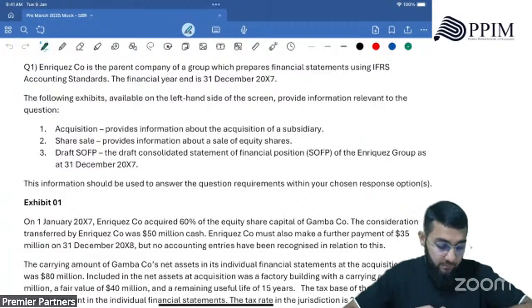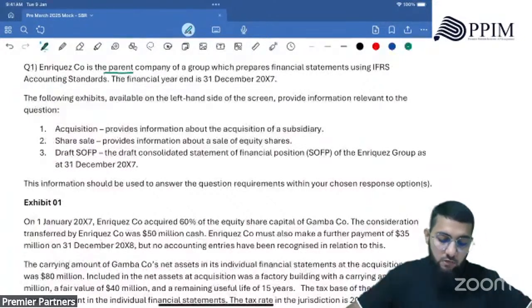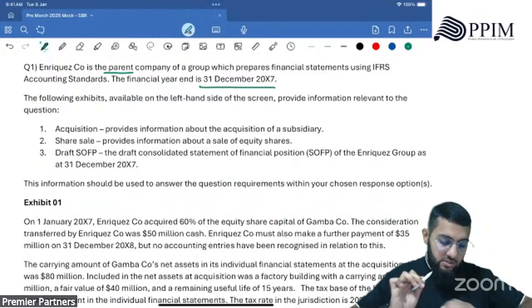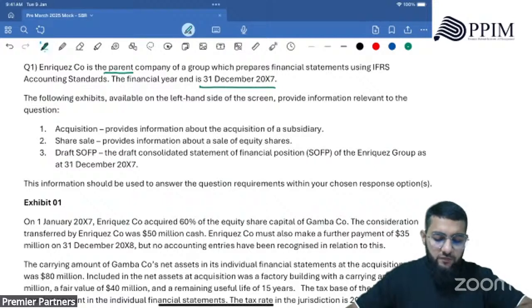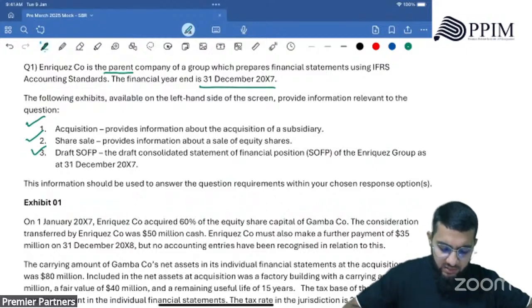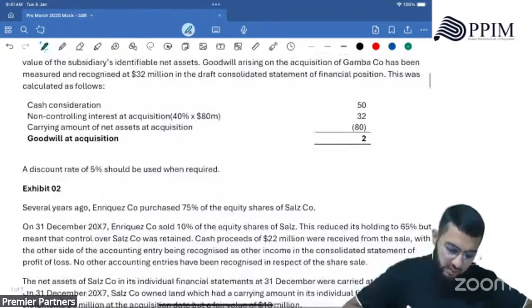Let's start reading. Question 1. Enriquez Co. is the parent company. Identify who the parent is. Enriquez is the parent of a group which prepares financial statements using IFRS accounting standards. The financial year end is 31st December 2087. Important elements, just highlight them. The following exhibits available on the left-hand side of the screen provide information relevant to the question: acquisition, share sale, and then draft SOFP. So exhibit 1 is acquisition. Exhibit 2 is share sale.